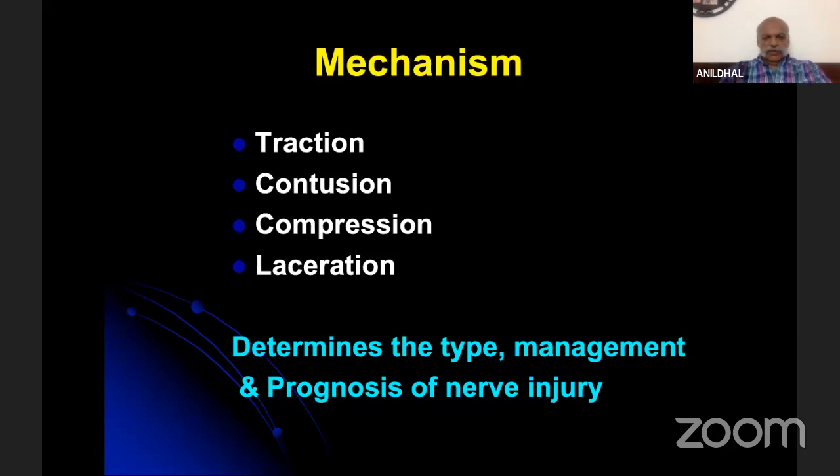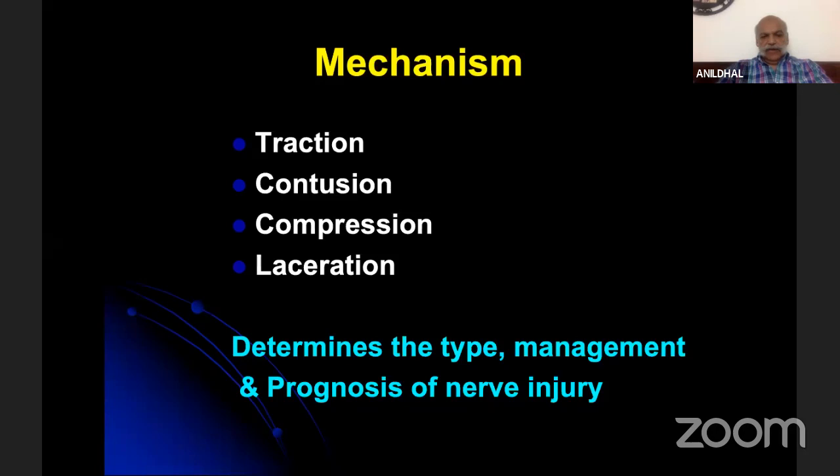Compression neuropathies are self-explanatory, typically seen in carpal tunnel syndrome, where the median nerve is compressed, or Guyon's canal, where the ulnar nerve is compressed, or the cubital tunnel, where the ulnar nerve may be compressed. So these injuries usually are partial type of injuries. They can recover on their own if tackled on an early basis, simply by releasing the compression.